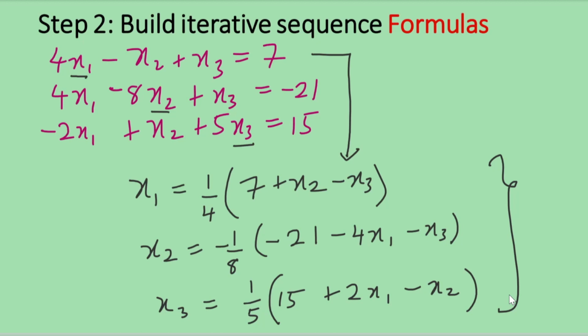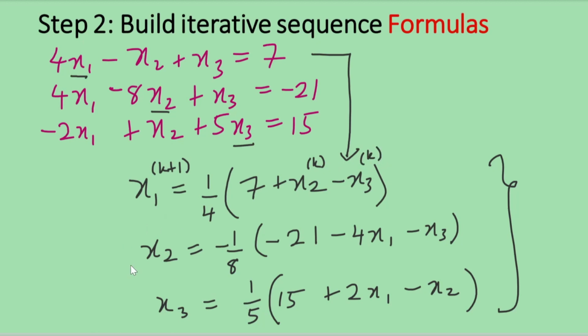You may write it this way, or sometimes, to make it easier for your calculation later on, we would write it as the new x1, or x1 of k plus 1, step k plus 1, equals the previous value of x2 and the previous value of x3.